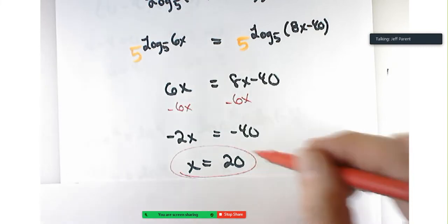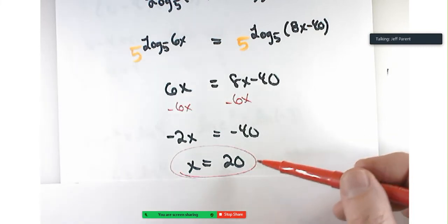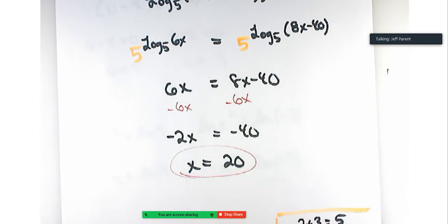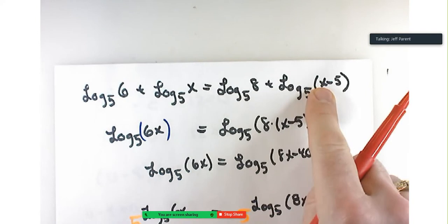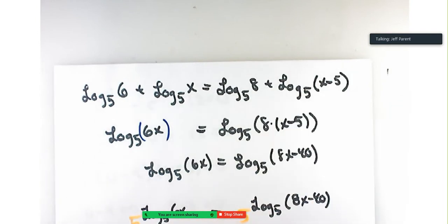Quick reminder, you have to check to make sure that if you put this into your equation, it doesn't create the log of a negative number. It's not that a negative number can't be the solution, you just can't have the log of a negative number.